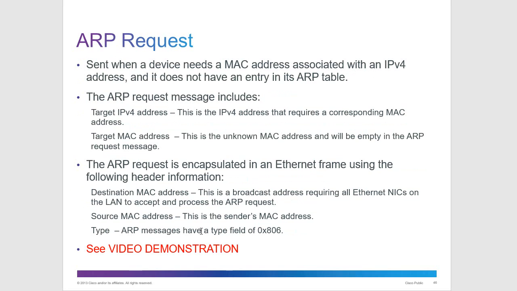So your ARP request is sent when a device needs a MAC address associated with an IPv4 address, and it does not have it in its ARP table. All right. So the target IPv4 address requires a corresponding MAC address. The target MAC address is unknown and will be empty in the ARP request message. All right.